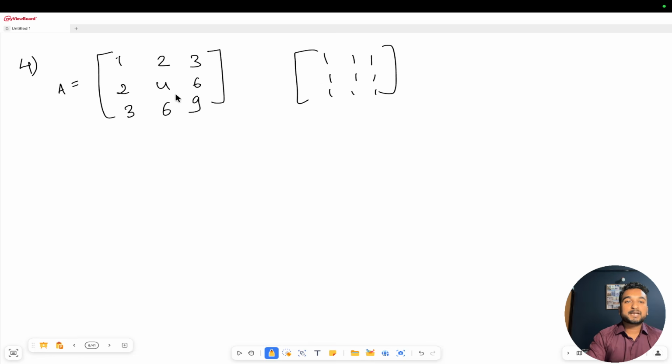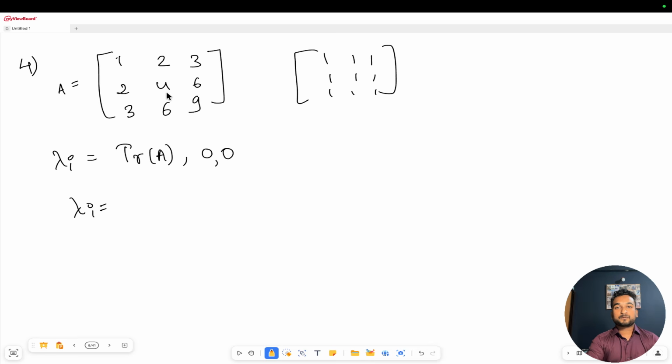So for these kinds of matrices, among lambda 1, lambda 2, lambda 3, one eigenvalue will be the trace of A, and the rest will be 0. So for this, the eigenvalues lambda i will be 1 plus 4 is 5, 5 plus 9 is 14, so 14, 0, 0. So these are your eigenvalues. Here the eigenvalues are 3, 0, 0.